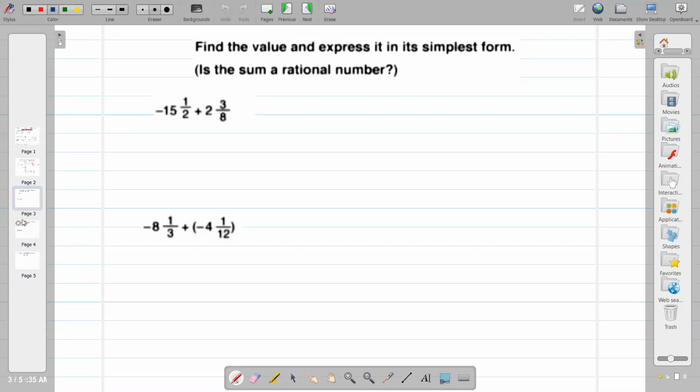Find the value and express it in the simplest form. If the sum is a rational number, after we finish we will see whether the sum is rational or not rational. Okay. Now we can convert these numbers from mixed numbers to improper fractions.